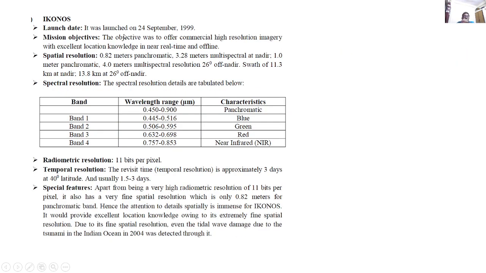Then IKONOS I took because it had a very fine spatial resolution. The spatial resolution is barely 0.82 meter in its panchromatic band and 3.28 meter in the multispectral band taken at nadir, and 1 meter panchromatic and 4 meters multispectral in some off nadir positions. So this was one of the finest spatial resolution products I could find. There is another one currently being used extensively, known as Sentinel. The Sentinel satellite is also quite a fine spatial resolution product, by the way.